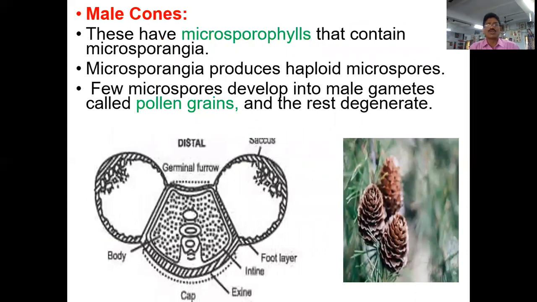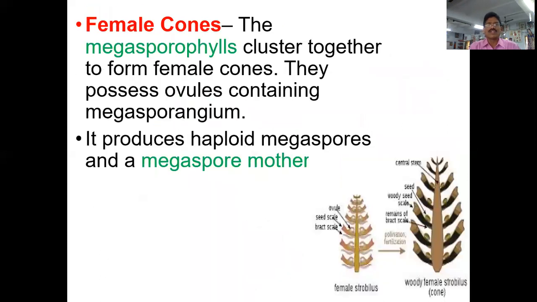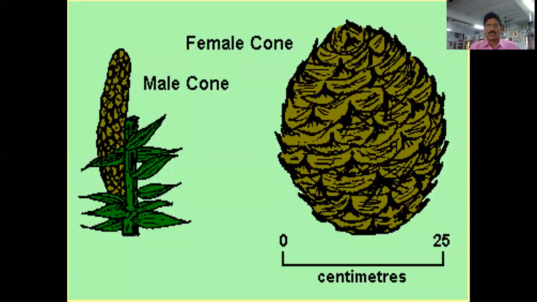When you see the male cones, they are known as the microsporophylls. They can develop the pollen grains. So these pollen grains can fall on the female cone and undergo fertilization. After fertilization, it becomes an embryo. From the embryo, they can develop the new plant. When you see the female cone, it is also known as the megasporophylls. They can develop the megaspore mother cells. So the megaspore mother cell can have the megaspores.